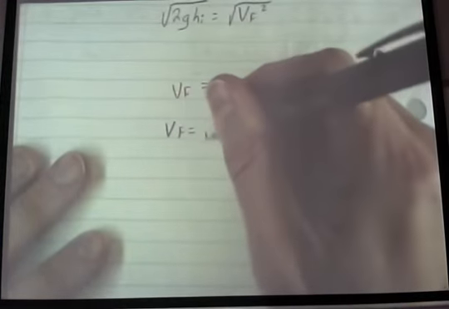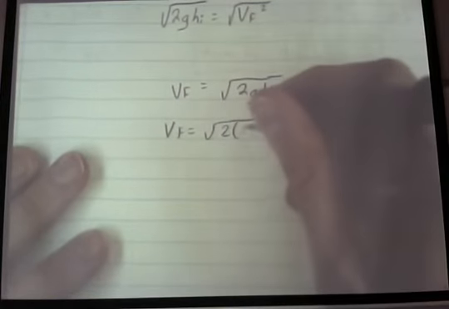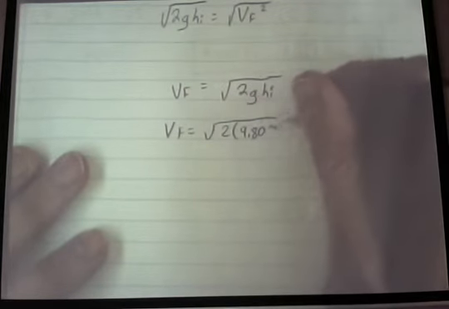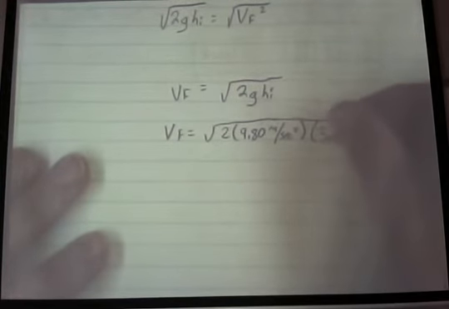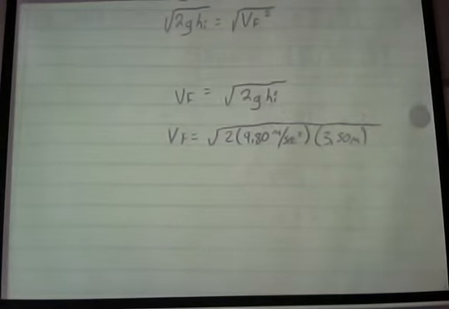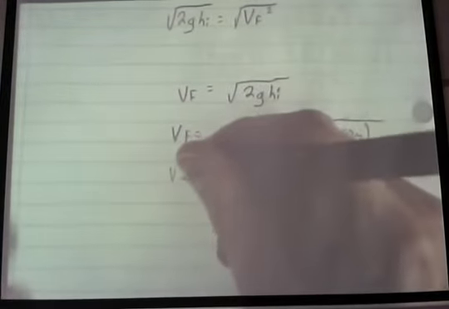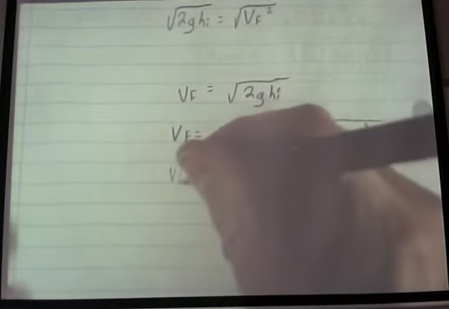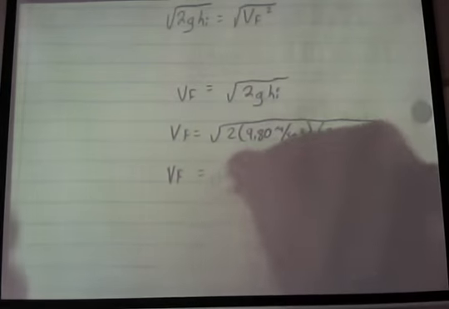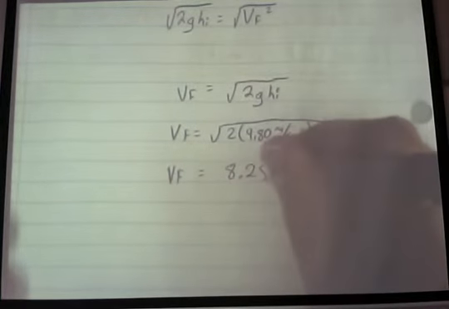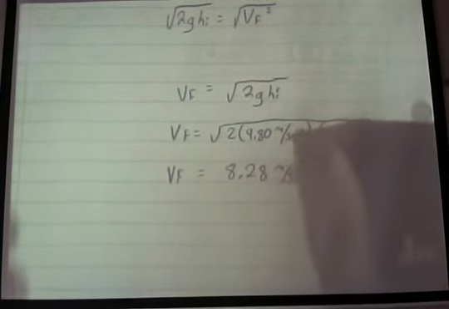Now we can plug in and solve for our final velocity, which is the square root of 2 times the acceleration of gravity, 9.80 meters per second squared downward, times our initial height, which is 3.50 meters. And we get a final velocity, when we round it to 3 sig figs, of 8.28 meters per second.